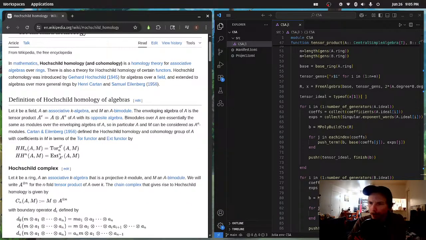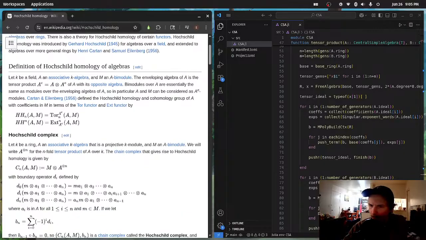Right, so Hochschild homology is a homology theory for associative algebras over rings. There's also some theory for functors. Let's not worry about that. K is going to be a field. A is an associative algebra. M is a bimodule under A. The enveloping algebra of A is the tensor product of A with its opposite. That's just for us going to be a matrix ring. Bimodules over A are essentially the same as modules over the enveloping algebra. So in particular, A and M can be considered as A^e modules.